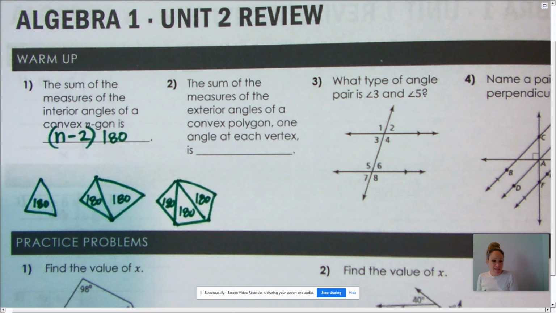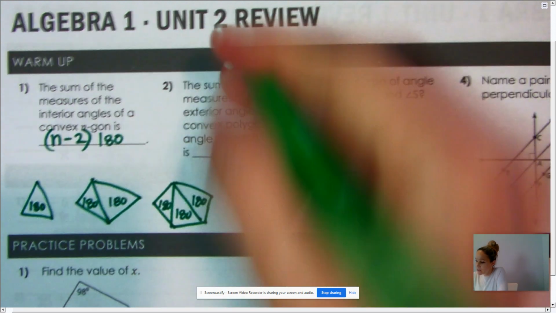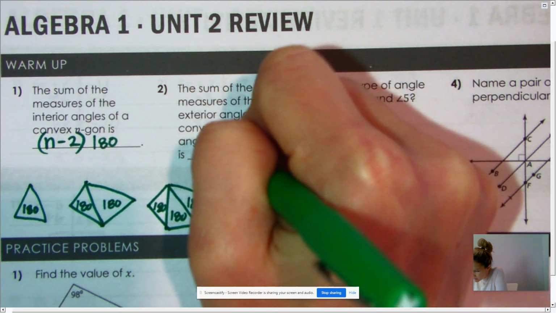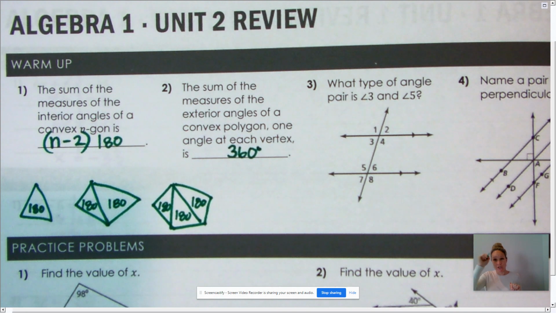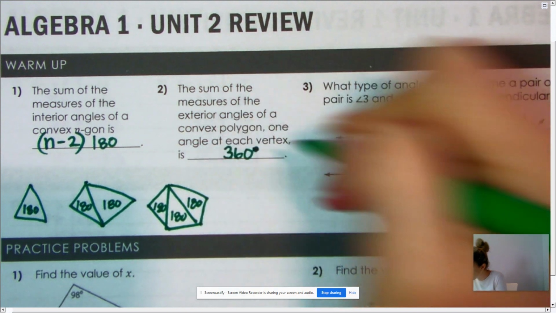Number 2, the sum of the measures of the exterior angles is always going to be 360. No matter if you have 5 sides or 100 sides, if you add up all those exterior angles, they will always make 360. And that should be degrees. Sorry, that came out kind of wonky.